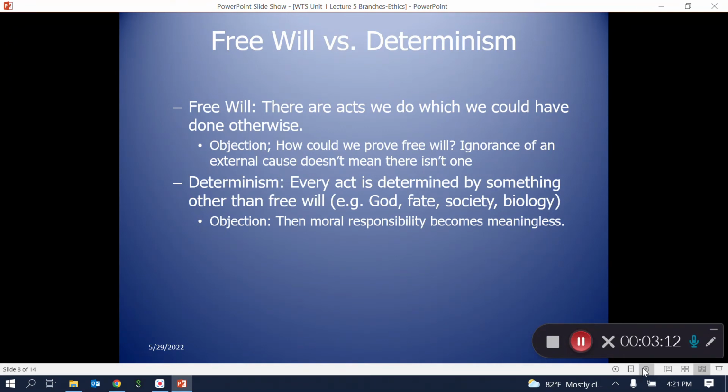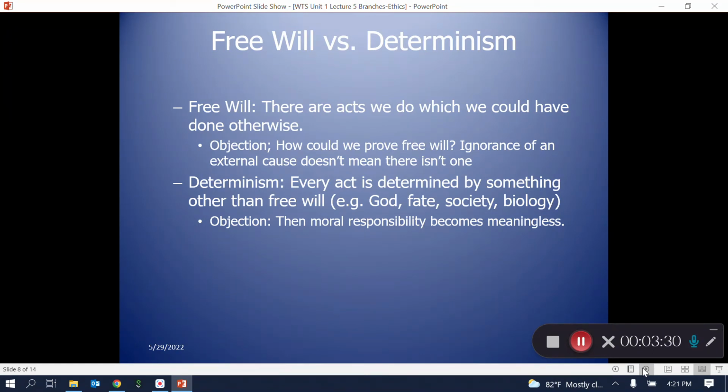One objection is, how can I prove it? How can I prove that there wasn't an angel sitting on my shoulder, for example, whispering, "Pick up the cup"? Or how can I prove that I wasn't programmed from birth to pick up the cup? Just because I don't know of an external cause doesn't mean there isn't one.